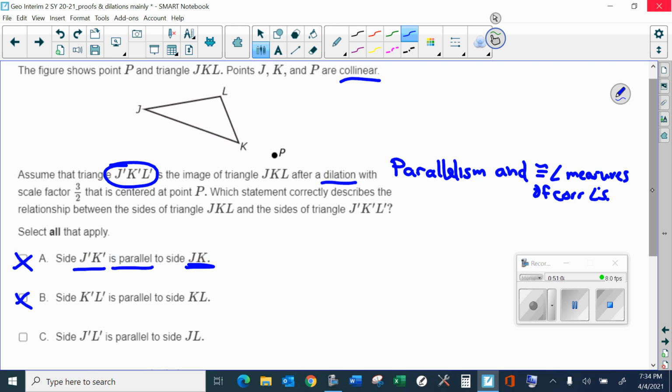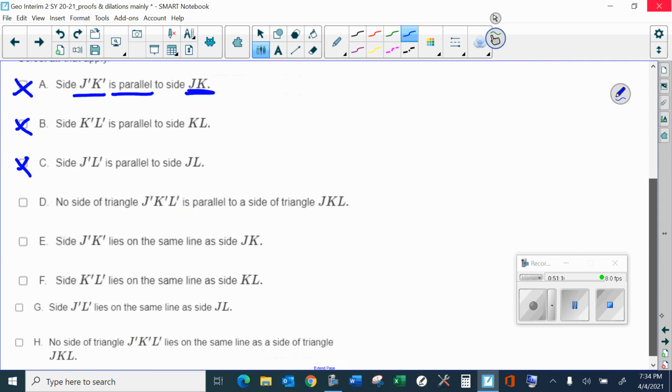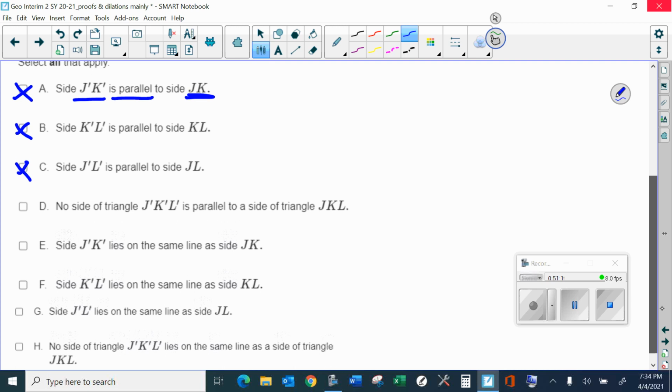JL parallel to J prime L prime. No, side is not parallel. It's false. Side JK lies in the same line as side J prime K prime.